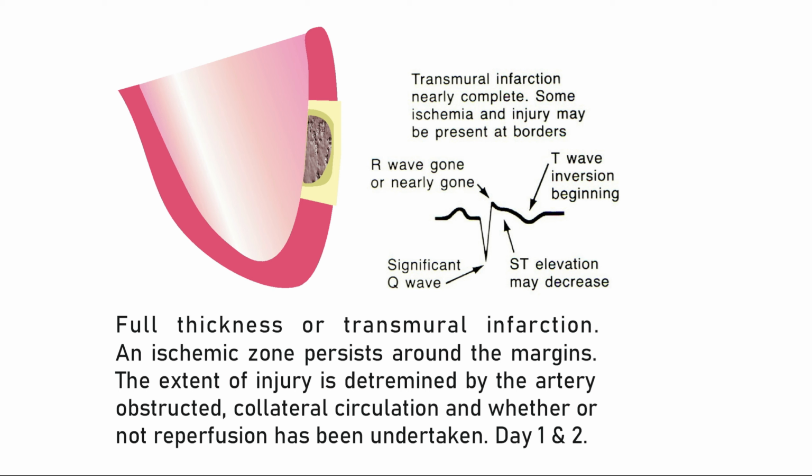The degree of injury and the likelihood of survival is determined by which artery is obstructed, whether there is sufficient collateral flow to serve the ischemic penumbra, and whether or not reperfusion has taken place, either spontaneously or following coronary intervention. The ECG changes now. The R wave may disappear, ST segment elevation starts to flatten, deep Q waves form, and there is early T wave inversion. The patient is at really high risk for malignant arrhythmias at this stage.